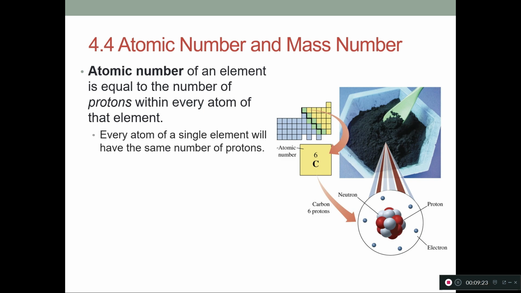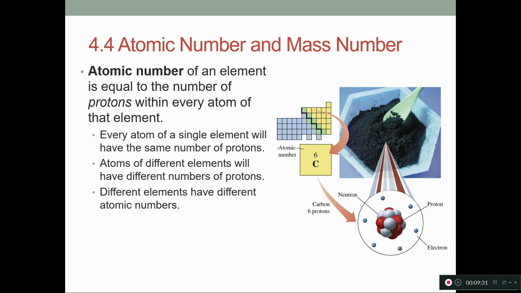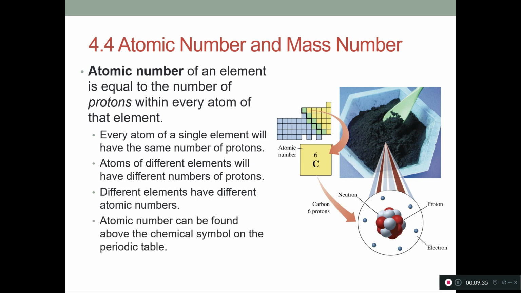So that will mean that every atom of a single element will have the same number of protons. Atoms of different elements will have different numbers of protons, and different elements have different atomic numbers, since remember, the atomic number just is the number of protons.